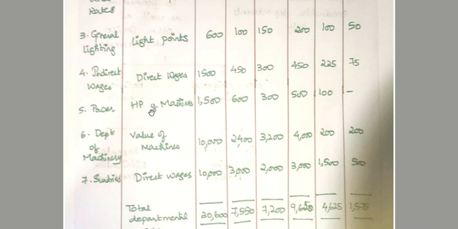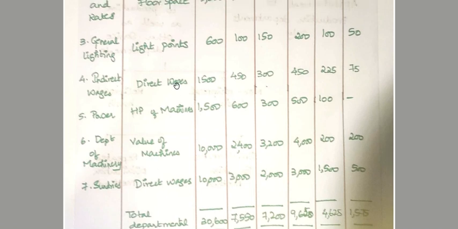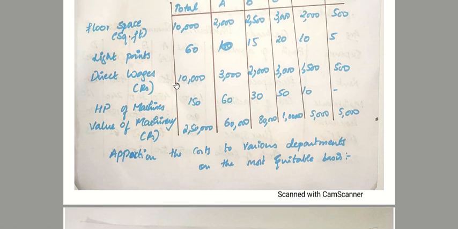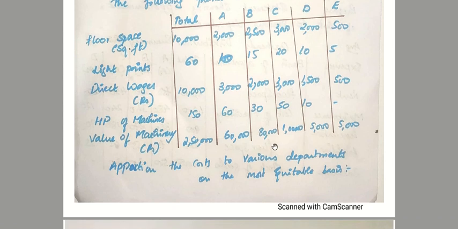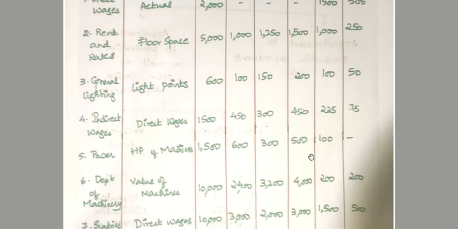Your power is apportioned based on the ratio of HP of machines, which is 1,500 as your total. It is apportioned as 600, 300, 500, 100 and dash. So why is the last amount a dash? Because we are apportioning based on HP of machines, and HP of machines doesn't have a ratio for department E. Hence department E will not be apportioned any amount.